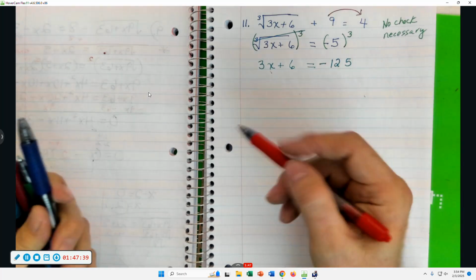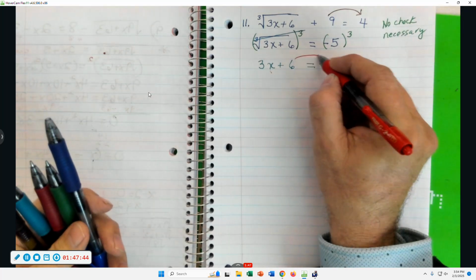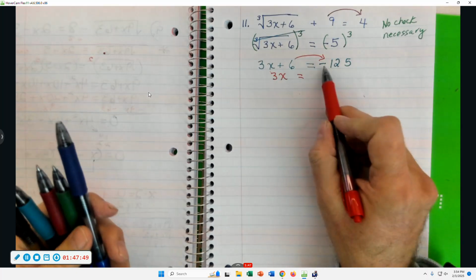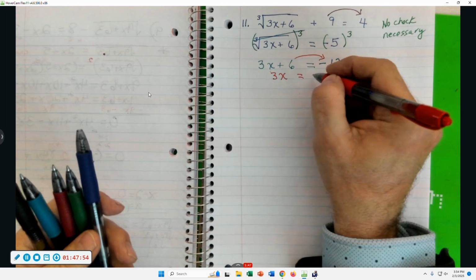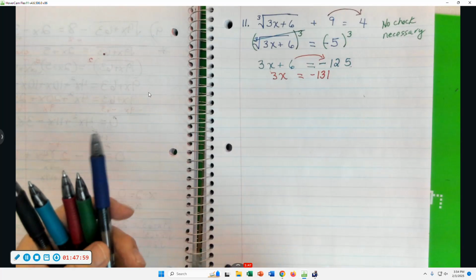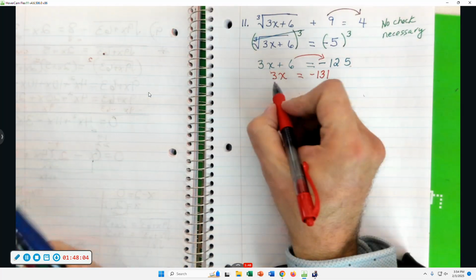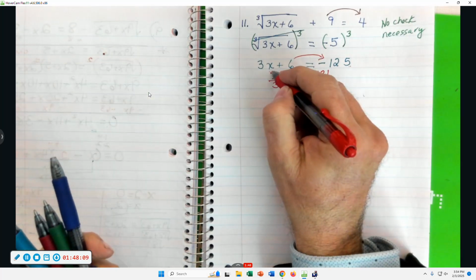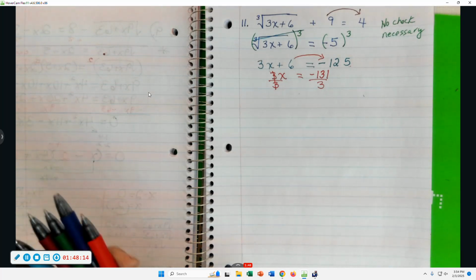So what would y'all do to get the x by itself? Subtract 6 on both sides. Subtract the 6, very good. So we have 3x on the left. Negative 125 minus 6, is that going to be negative 131? And then divide by 3. 3 doesn't divide evenly in there, so we'll just leave it as negative 131 over 3.